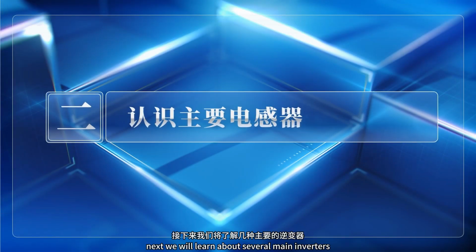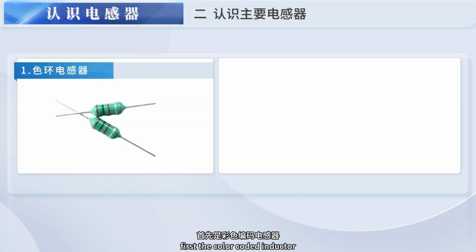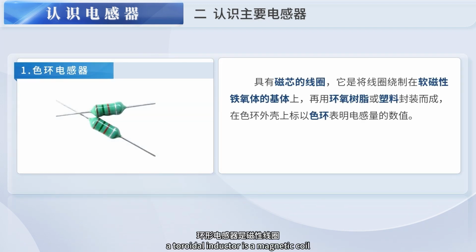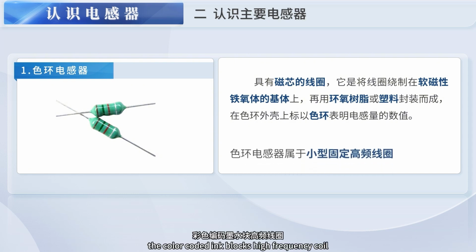Next, we will learn about several main inductors. First, the color-ring inductor. A toroidal inductor is a magnetic coil. It is made by winding a coil around a core of soft magnetic ferrite and then encapsulating it with epoxy resin or plastic. Color rings are marked on the shell, indicating the inductance value. The color-ring inductor blocks high-frequency current.